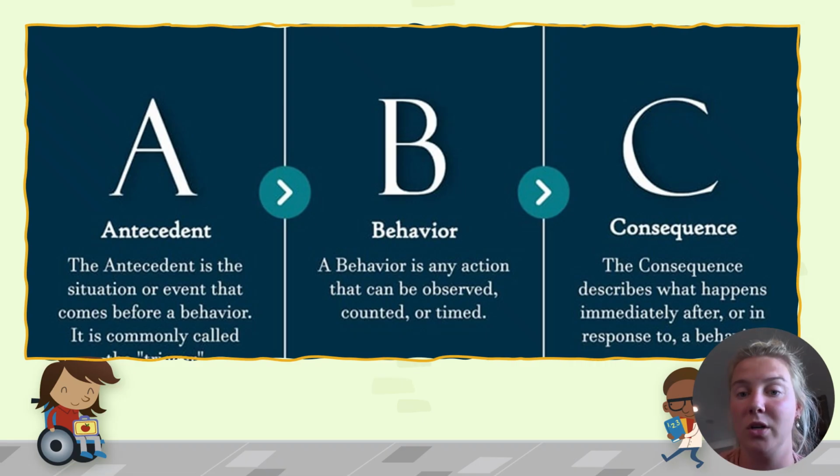The ABC model is important for teachers because it helps us figure out why the behavior is happening and how we can change it. We can either adjust the antecedent or we can adjust the consequence, and in doing so, encourage positive behaviors and reduce negative ones.